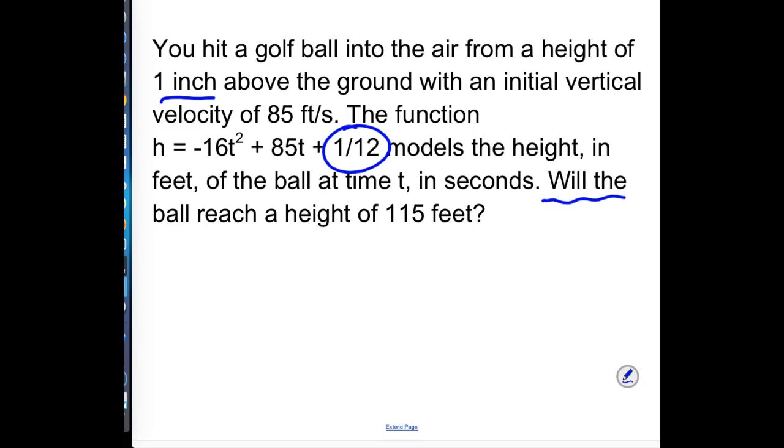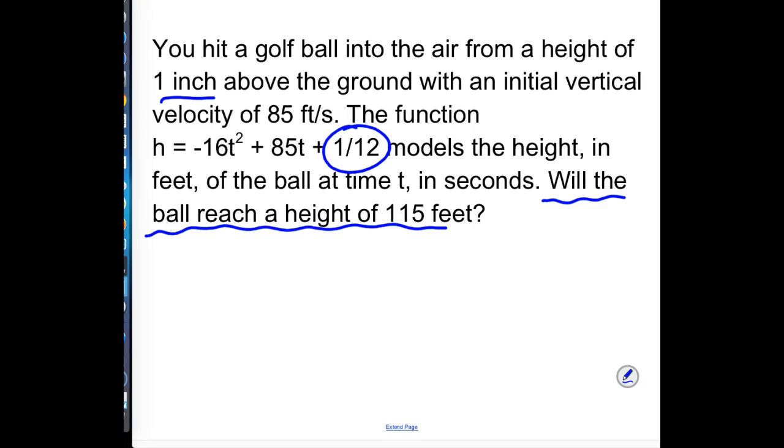Now look carefully at the question. Will the ball reach a height of 115? Not when, not how high does the ball get. It's just, can it get there or not? With this velocity and this starting height, can it get to a height of 115? So we don't have to do the whole big long quadratic formula to find out when it reaches the height. We just have to figure out if it's possible. So we're going to do the discriminant and decide, can we get a real answer or not?